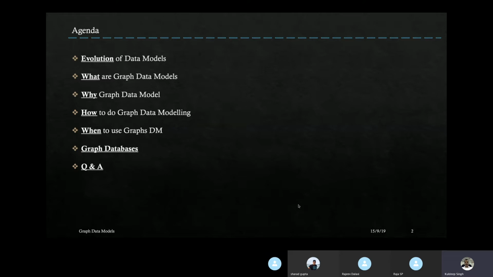And then we can go into a little bit of a technical thing of how to actually perform graph data modeling, and what the things to consider while doing that are. Then we'll be discussing when graph data models should be used, because there may be cases where a graph data model looks fancy but doesn't satisfy everything which we need. So we have to understand when we need a graph data model and when not to.